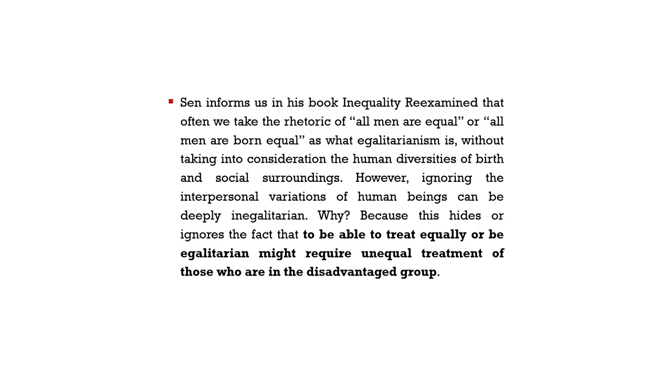So, this is where he says that we tend to buy into the rhetoric of all men are equal or all men are born equal, and this is what we refer to as egalitarianism, but we ignore the consideration of human diversities of birth and social surroundings. And when we ignore this, this may lead to inegalitarianism, because this hides the fact that if we have to treat equally or if we have to pursue equal outcomes, we might have to provide unequal treatment to those who have been historically disadvantaged, let us say, for example, or who are currently disadvantaged because of various reasons.